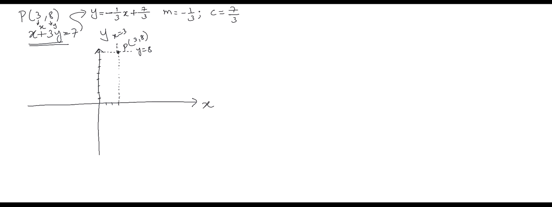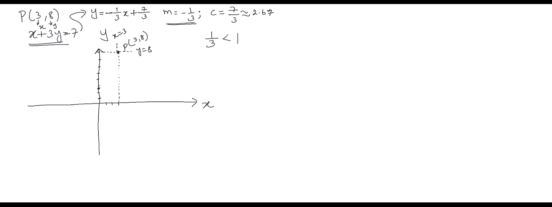So 7 over 3 is going to be approximately 2.666, okay, say 2.67. So 2.67 is going to be somewhere here. Is it okay? Okay. And m equal to minus 1/3, so minus 1 is a negative slope, and 1/3 is less than 1. Do you see that?